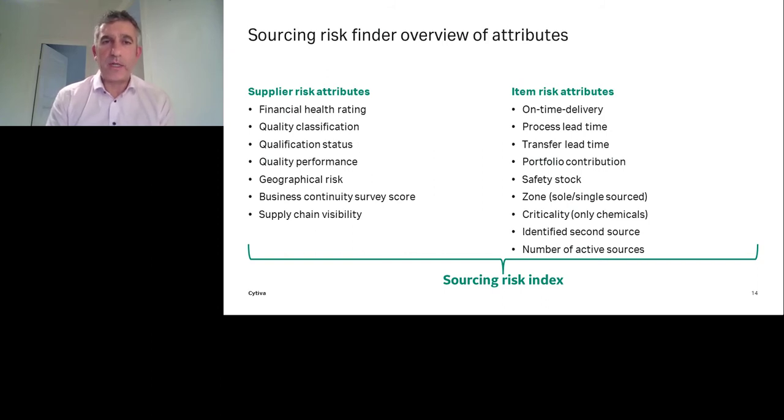We also look at how much safety stock we have, both in-house and at suppliers, whether an item is single or sole sourced or has multiple sources, and for certain of our chemical suppliers, the criticality, that is to say, what effect the raw material has on the performance of the finished goods. And then lastly, we take a view on whether we have identified or implemented second sources.